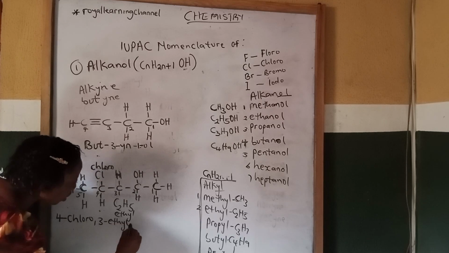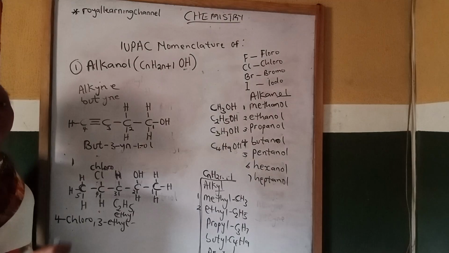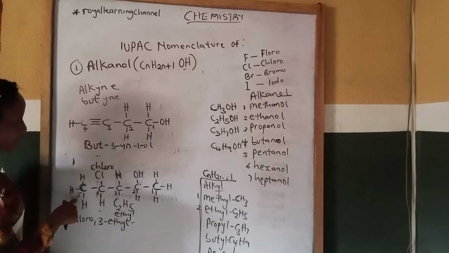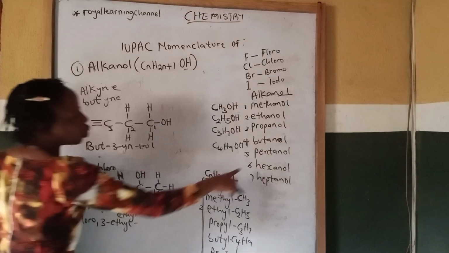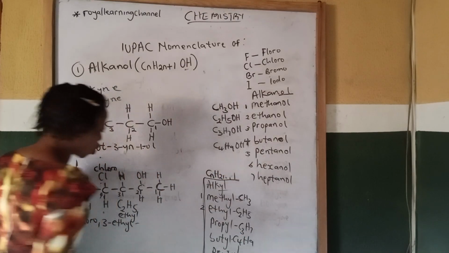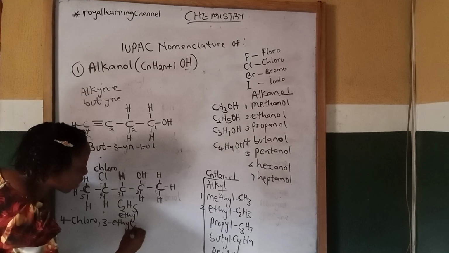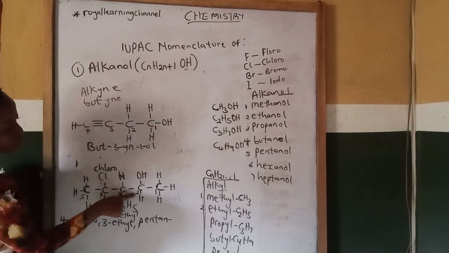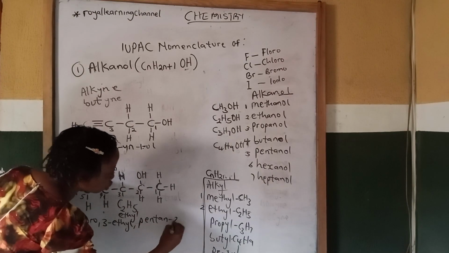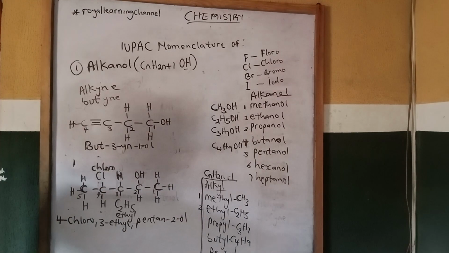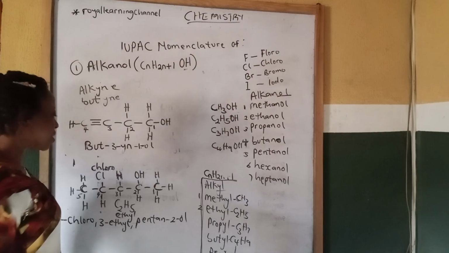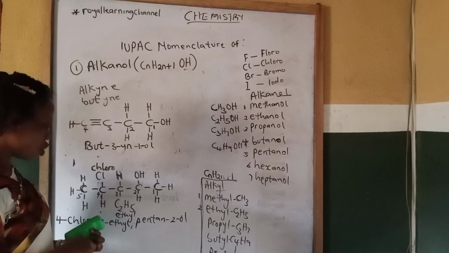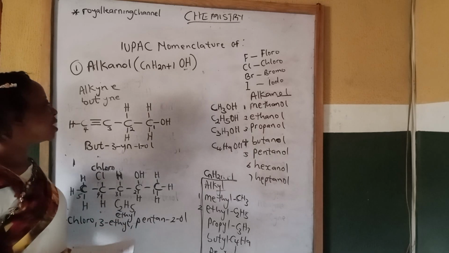3-ethyl. Then our root hydrocarbon 1, 2, 3, 4, 5 will be the fifth member of alkanol. The fifth member of alkanol is called pentanol. Then we have to name the position of our ol. So we call it pentan. Then the ol, which is OH, is on the second carbon atom. So we call it pentan-2-ol. So the name of this structure is 4-chloro, 3-ethyl pentan-2-ol.